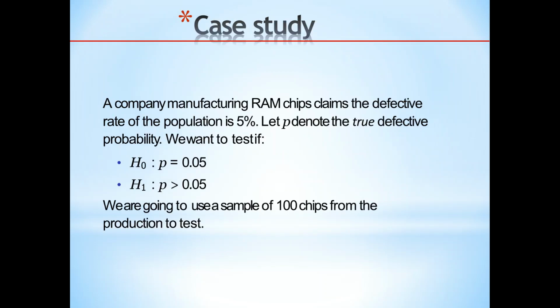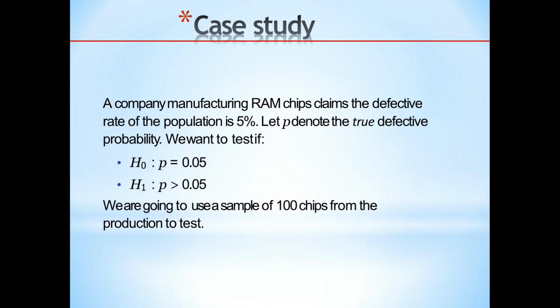So, here is an example. In this example, we can see that the defective rate of the population is 5% and the true defective probability is denoted by P. So, H0 is P equal to 0.05. It means that the null hypothesis is equal to the probability, and H1 is P greater than 0.05. It means that the alternative hypothesis is probability greater than 0.05.